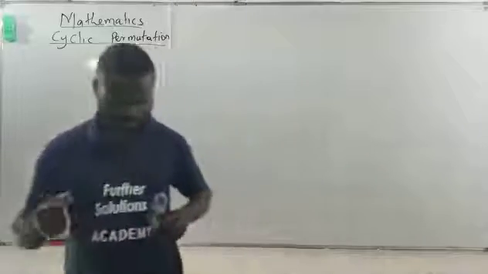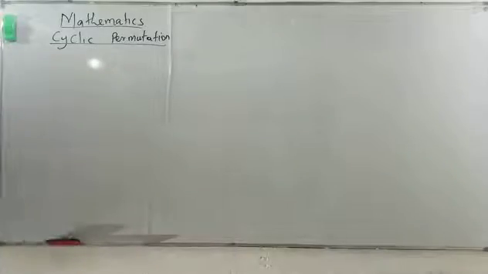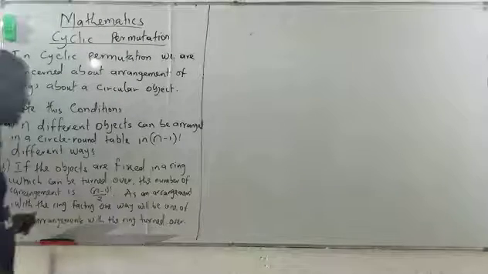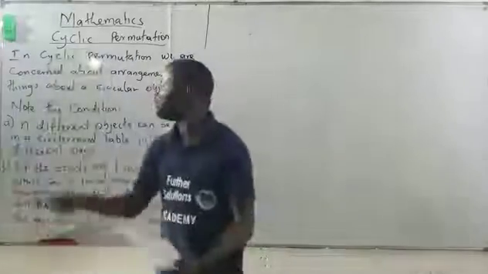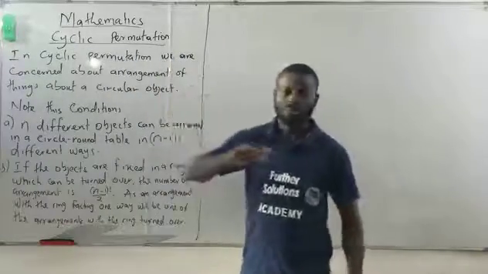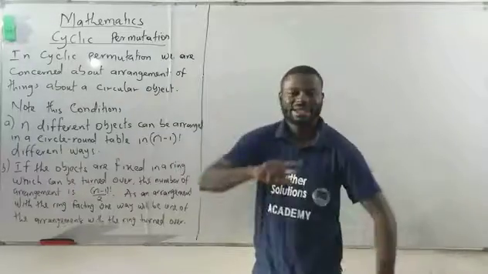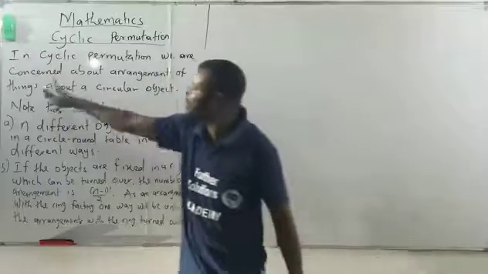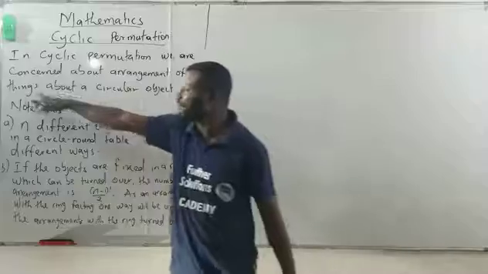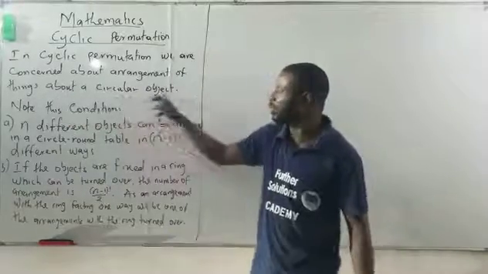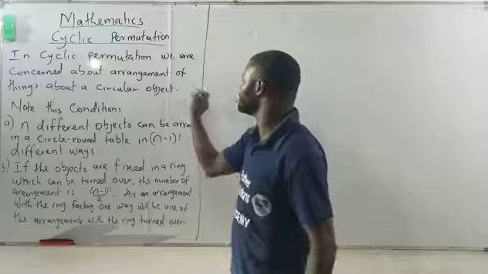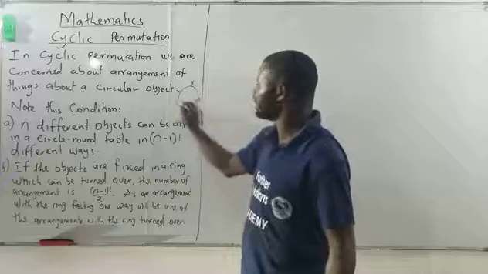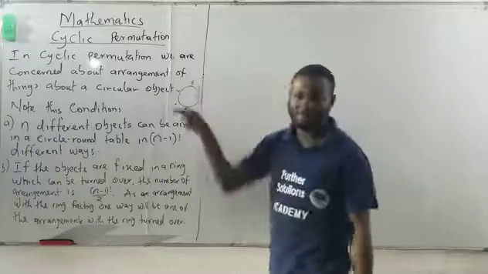Now, when we talk about permutation, let me quickly write something about it. Okay, look at this condition. When you talk about cyclic permutation, take note that we are talking about circular things, like a dining table arrangement. In a cyclic permutation, we are concerned with the arrangement of things around a circular object. Somebody is sitting like this, somebody is sitting like this. All this is cyclic permutation.